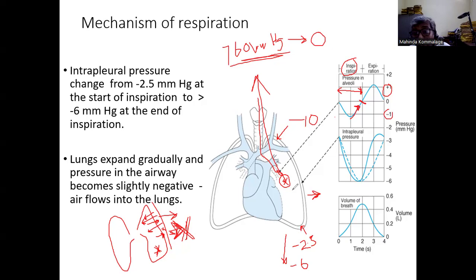And during expiration, recoil pressure overcomes that force of chest wall and muscle power, and lungs will compress, volume reduce, pressure increase, interpleural pressure increase, get less negative, and intraalveolar pressure gets over the atmospheric pressure. The same thing will happen. In the middle of the expiration, it comes to the maximum intraalveolar pressure of +1, and then going down because the air is moving out.